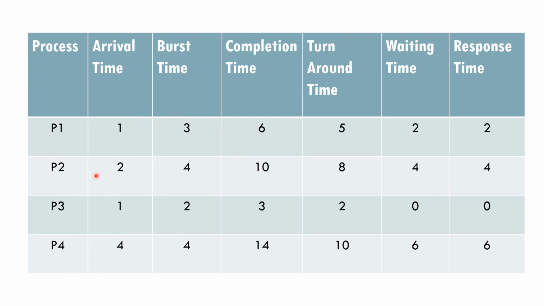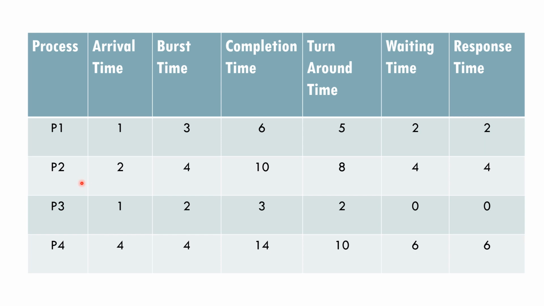Tabulating all the values we got, for the process P1, arrival time is 1 millisecond. Burst time is 3 milliseconds. Completion time is 6 milliseconds. Calculating the turnaround time, which is completion time minus arrival time, that is 5 milliseconds. And waiting time will be turnaround time minus burst time, which is 5 minus 3, 2 milliseconds. And response time will be same as the waiting time, 2 milliseconds.